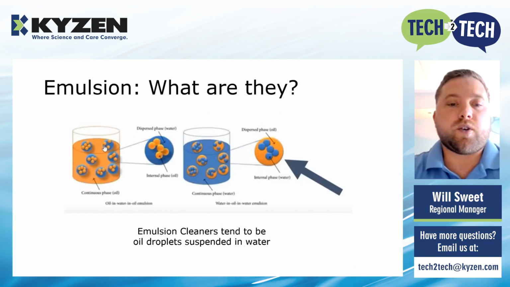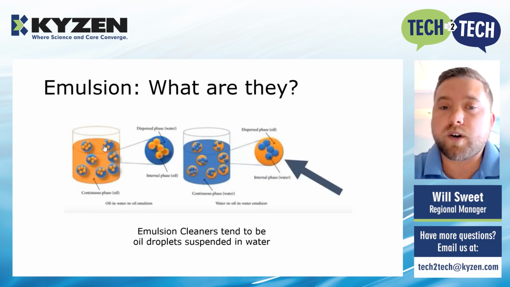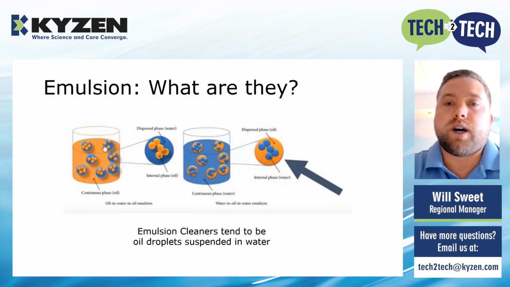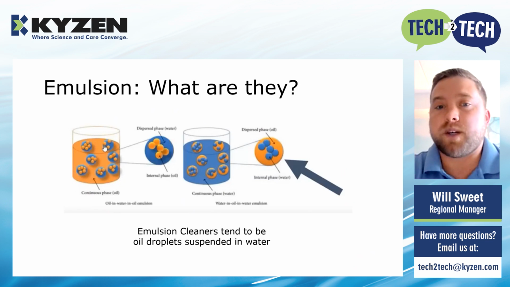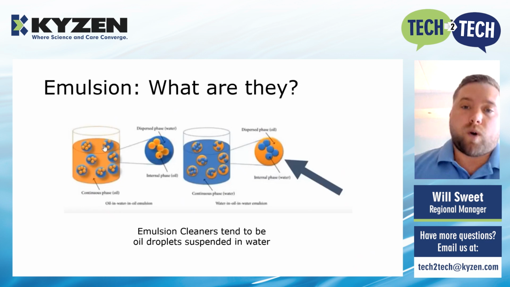And emulsions, what exactly are those? Emulsion is when oil and water are joining together, basically solubilizing together. You can see a mock-up here in this figure. Emulsion cleaners tend to be oil droplets suspended in water. On a very microscopic level, it may look like the figure on the screen right now, but in practice, it looks like very oily water. It's when the oil is actually being mixed together with the water or the water-based cleaning product.